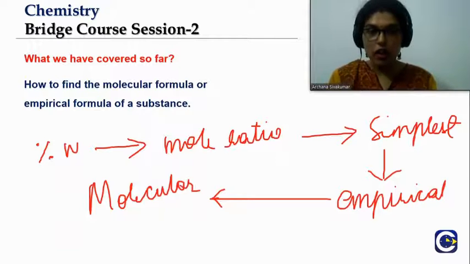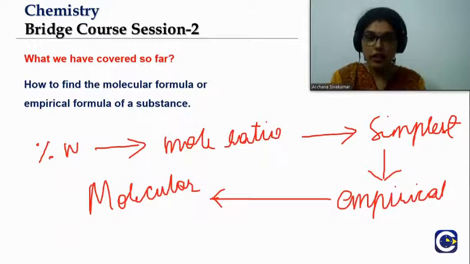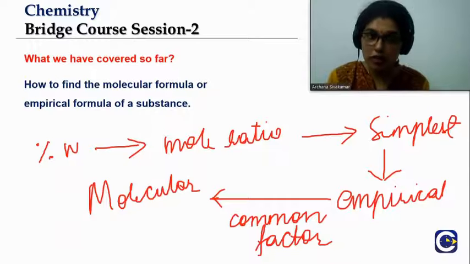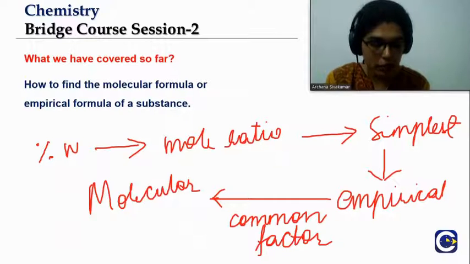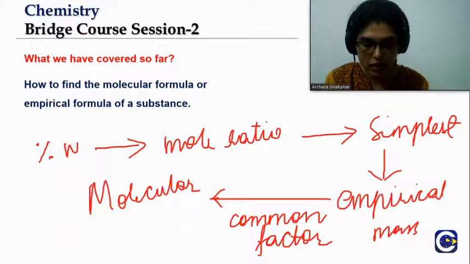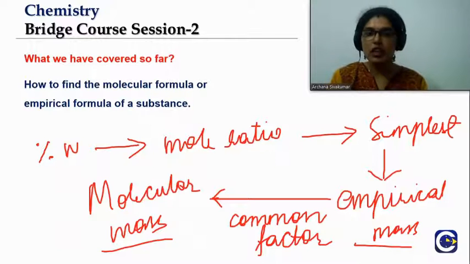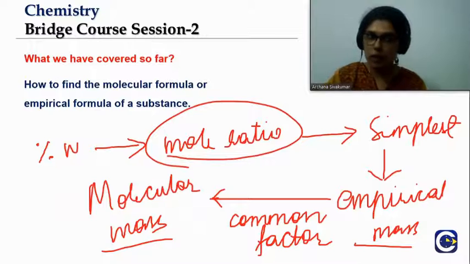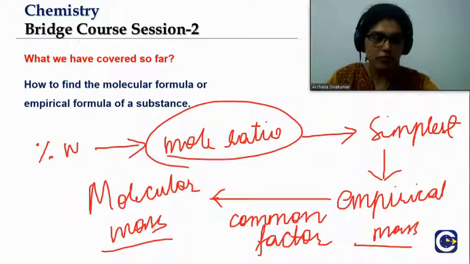how do I find it out? For empirical to molecular, I find it out by using a common factor. So for the common factor, we need both empirical mass and molecular mass. When we know this and we divide this, we will be able to find out the molecular mass. Other than this, we also found how to find out moles, what is molar mass, and what is Avogadro number. Avogadro number is 6.022 times 10 to the power of 23 number of molecules. So we found about all these things.